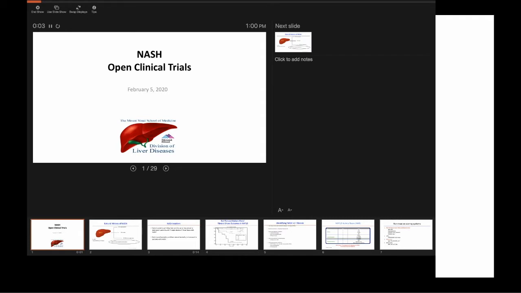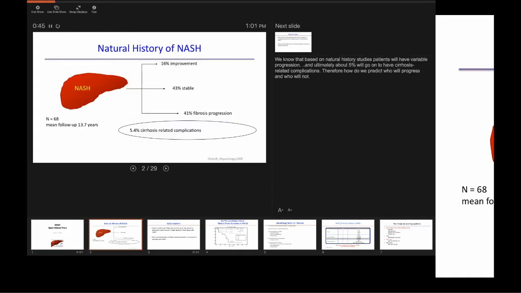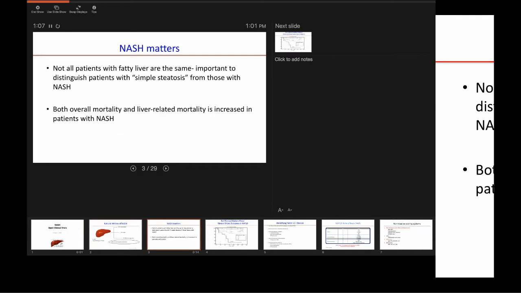One is eliminating Hep C across the Mount Sinai healthcare system, and then an automated FIB4 calculation and entry into our EHR. So just really quickly to get our mind thinking about NASH, as you know, when you follow patients with NASH, what we're learning is that the course is not always linear. And so patients can improve, they can remain stable, and about 40% will go on to develop fibrosis progression, with about 5% developing cirrhosis-related complications.